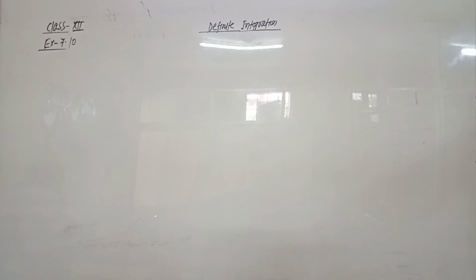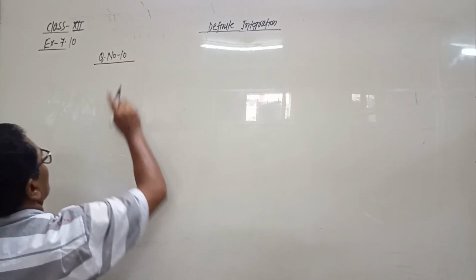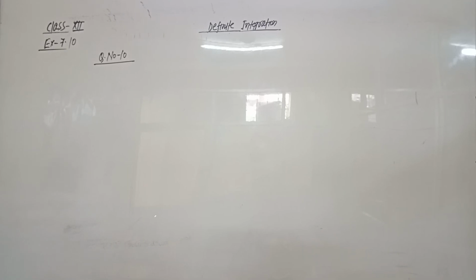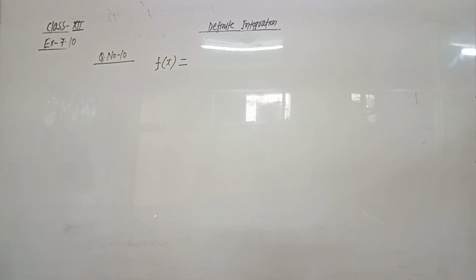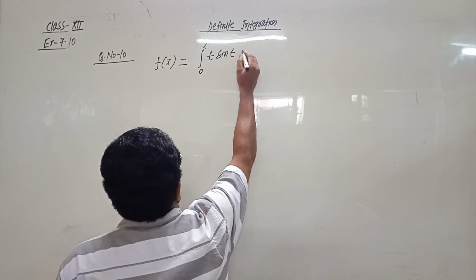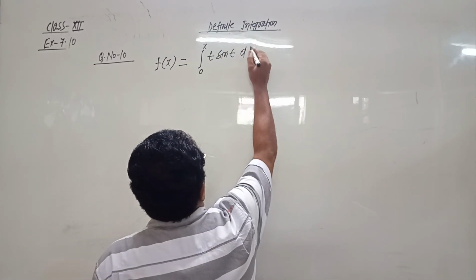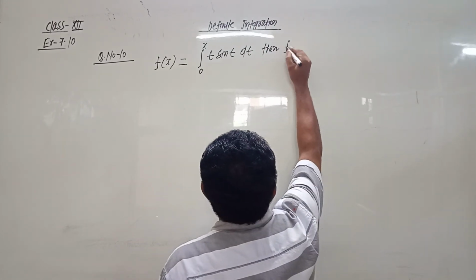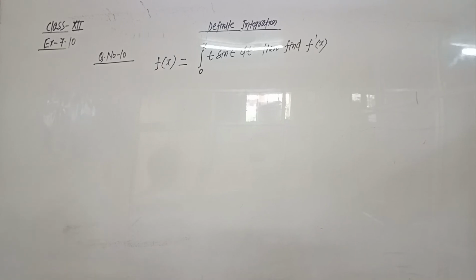Now question number 10. If f of x equals to integral limit 0 to x, t sin t dt, then find f dash x. f of x is given and we have to find f dash x, means differential coefficient of f of x.